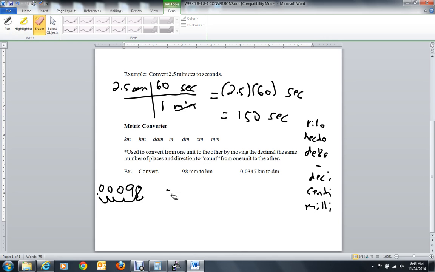I'm going to erase this. I need some space. We want to go from kilometers to decimeters. So we'll write down 0.0347. We already have our decimal showing, so I don't need to put another one in. So here's the kilometers, and we want to go to decimeters. So we go 1, 2, 3, 4 places to the right. So kilometers to decimeters, that's to the right, 4 places. So we're going to take our decimal and go 1, 2, 3, 4 to the right. Put your decimal there. And we end up with 347 decimeters. And that's the easiest way to do the metric system, to convert from one metric unit to another.